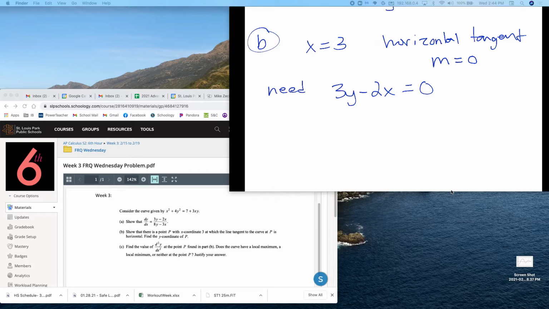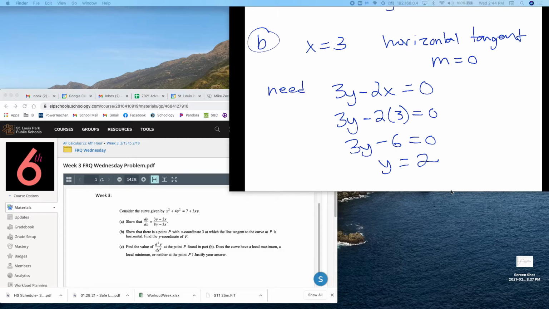You didn't even do anything other than realize, oh, horizontal tangent, slope equals 0. The numerator has to equal 0. Great. Now, if you keep on going with this, you know x is equal to 3. So we got 3y minus 2 times 3 has to equal 0. So 3y minus 6 has to equal 0. Y has to equal 2.